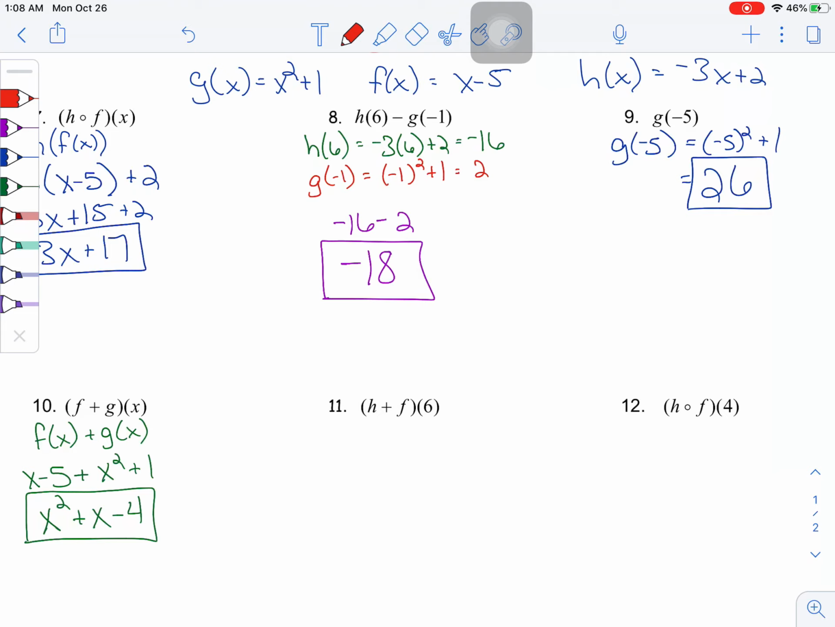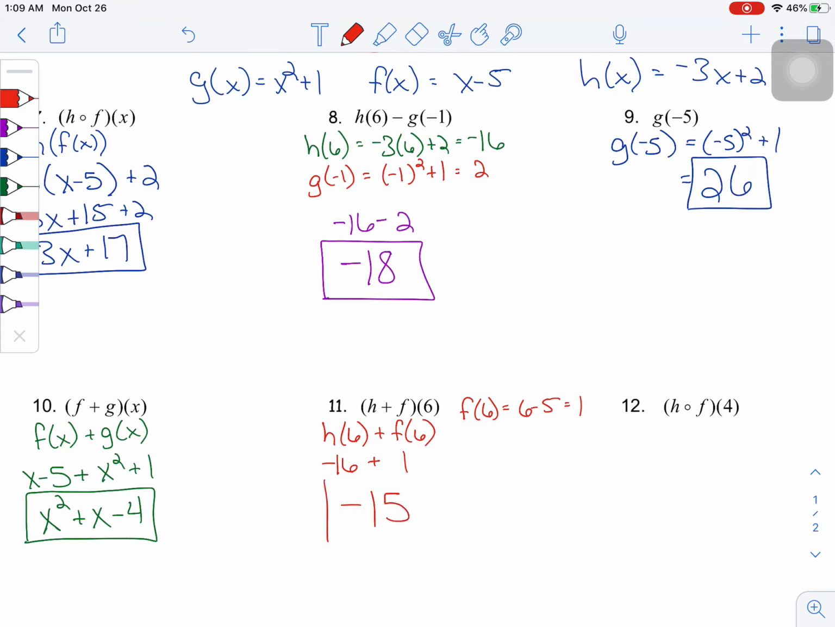Okay. So now for problem 11, we've got h of 6 plus f of 6. Now, h of 6, I feel like we just figured out. We did. It was right here. So this hasn't changed. So h of 6 is -16. And then separately, I'm going to figure out what f of 6 is. So f of 6 is equal to 6 minus 5. So that's 1. So -16 plus 1 is going to be -15.